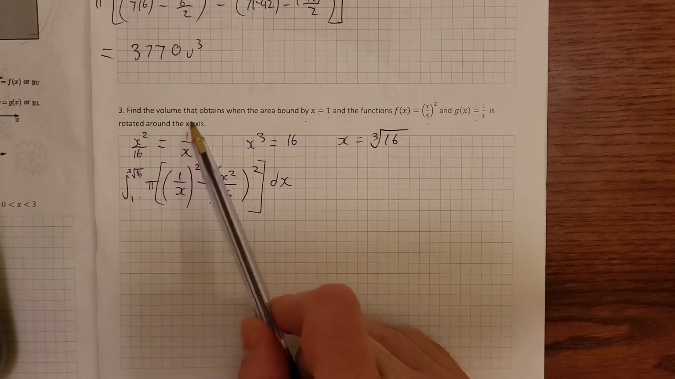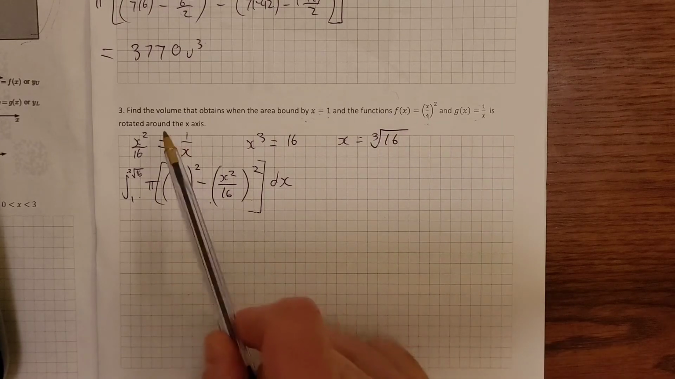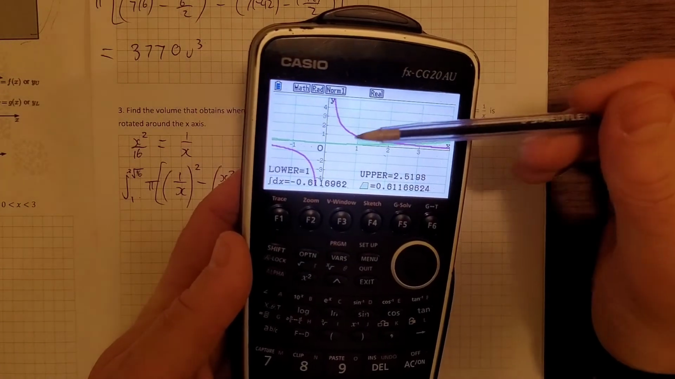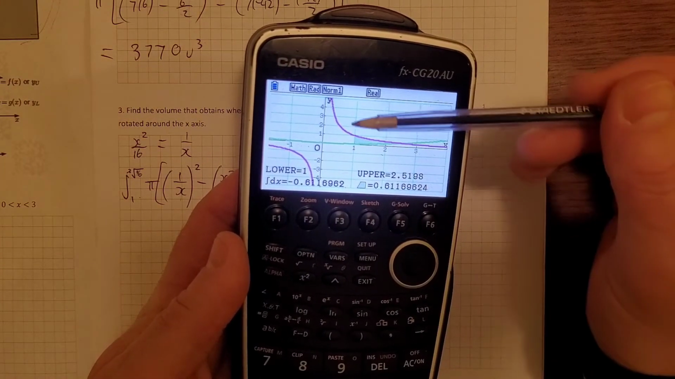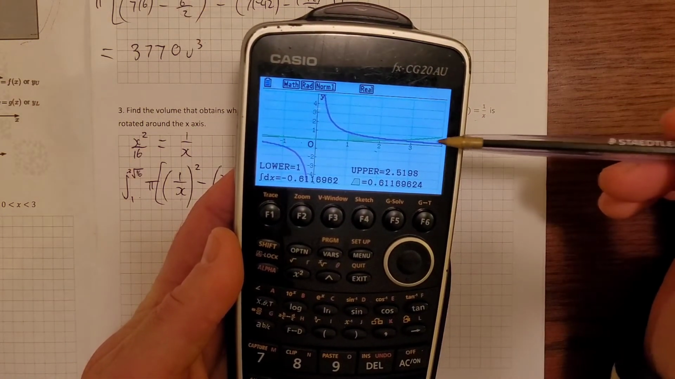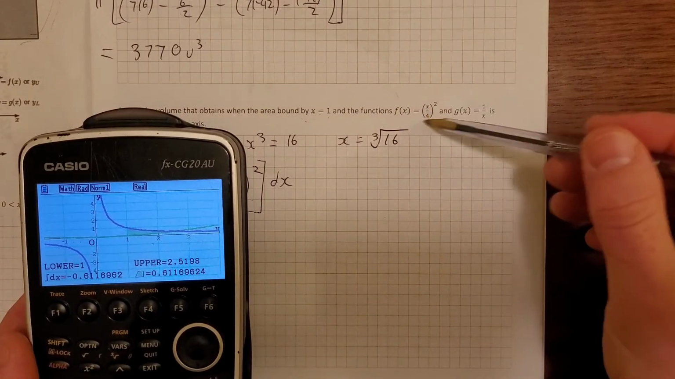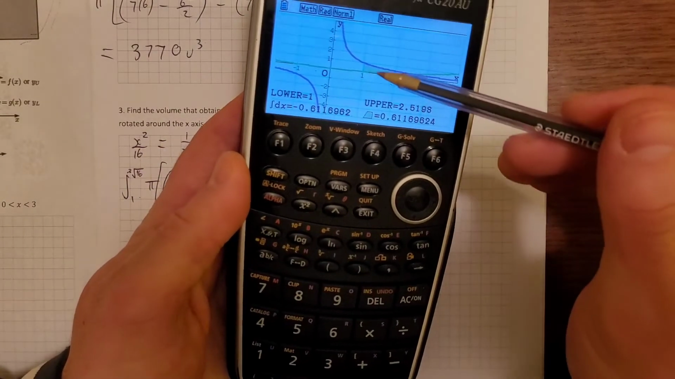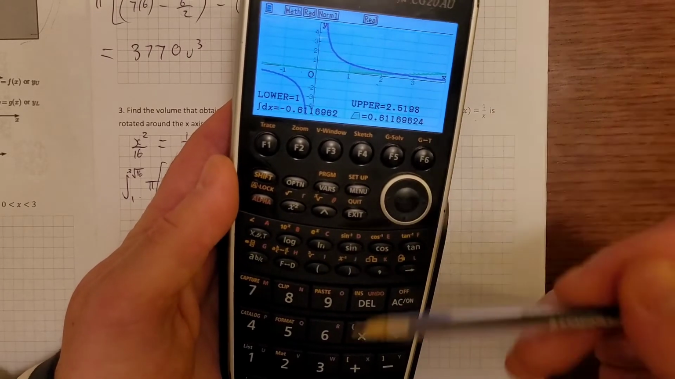So we have: find the volume that obtains when the area bound by x is 1 and these functions is rotated around the x-axis. So if we look at the graph, I've shown the area there. That's the area. Here's the function 1 on x. Here is the function x squared on 4 squared, and what I've done is I've simplified that straight away to x squared on 16. And so what we're doing is we're finding that area and rotating that around the x-axis.